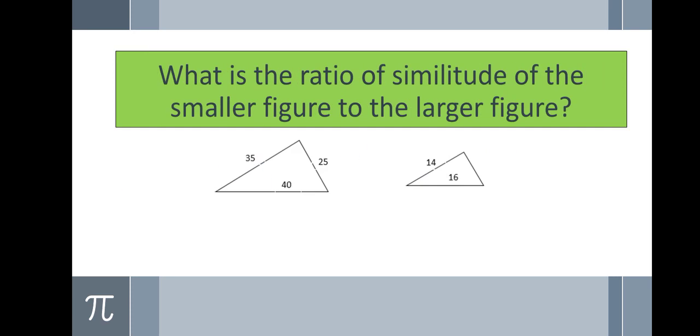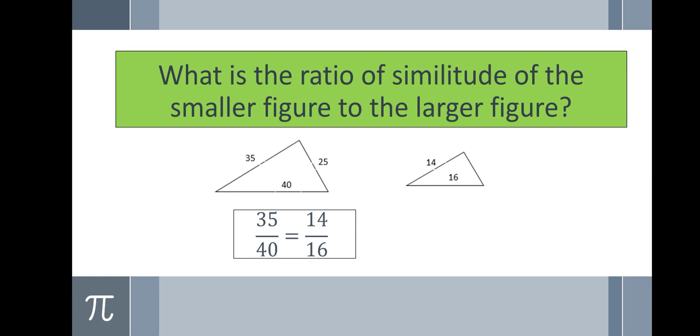Now let's talk about similar triangles. What is the ratio of similitude of the smaller figure to the larger figure? Now, in order to get this ratio of similitude, simply get the proportion of the two triangles. Since given here are sides, we will first determine the corresponding sides of the two similar triangles. So that is 35 over 14 is equal to 14 over 16.